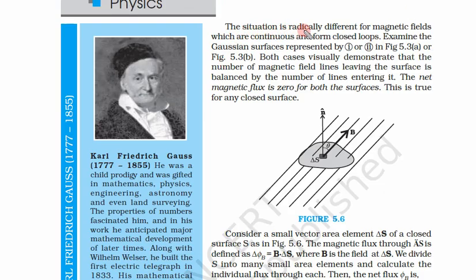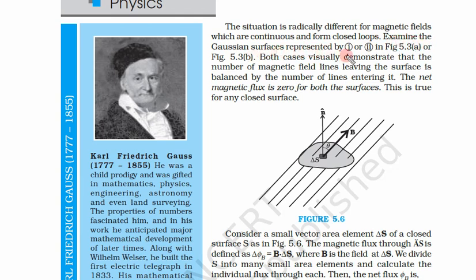Now the situation is completely different for magnetic fields. Here they are saying that the situation is completely different for magnetic fields, which are continuous and form closed loops. So the magnetic field forms closed loops and there is no single point where it goes outward or inward. So there are closed loops.